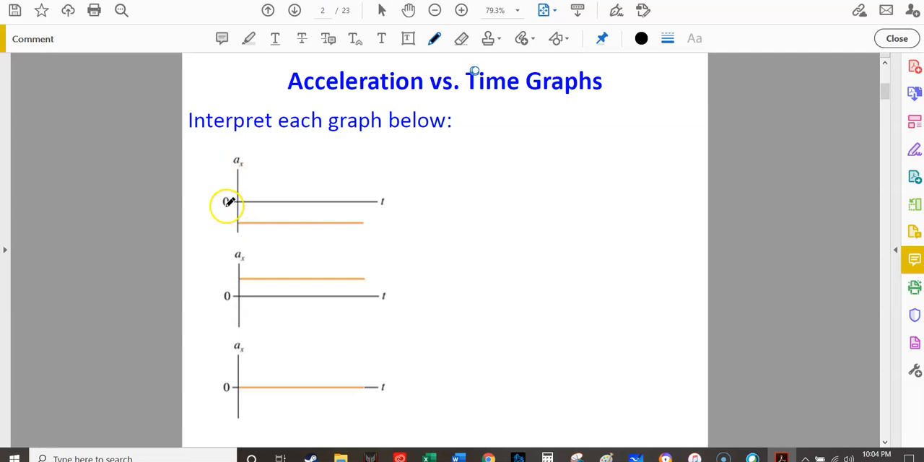So if these are all accelerations, the center line is going to be 0 meters per second squared, okay? And these are all seconds, so let's call this 1 second, 2 seconds, 3 seconds, and 4 seconds. And let's call this -3 meters per second squared. What is this saying to us? At time 0, it's -3 meters per second squared. At 1 second, it's -3 meters per second squared. At time 2, -3 meters per second squared. At time 3, -3 meters per second squared. And at time 4, -3 meters per second squared.